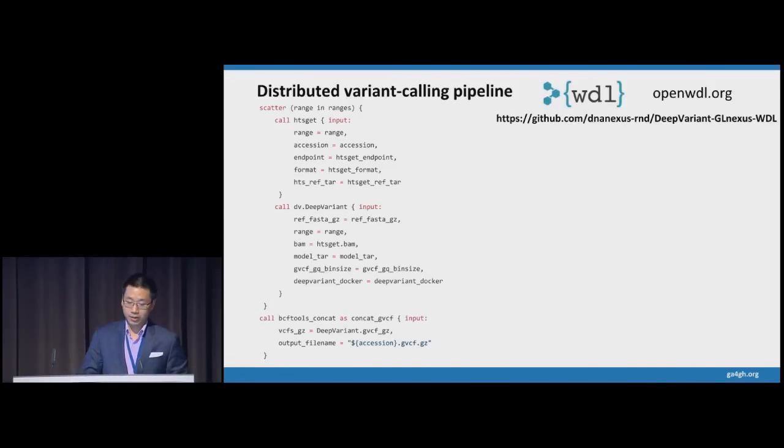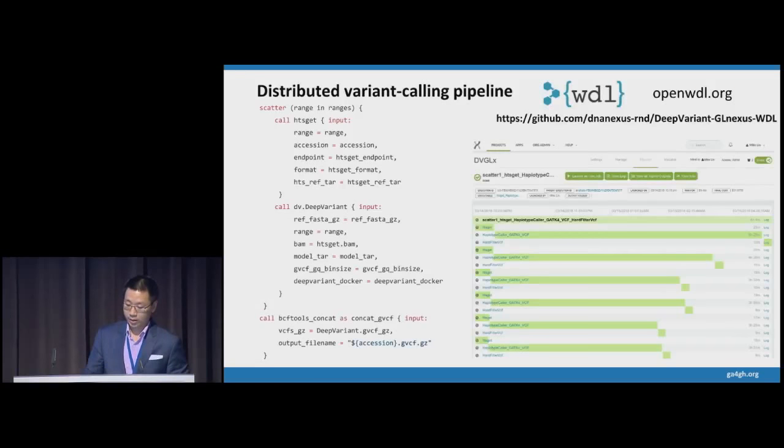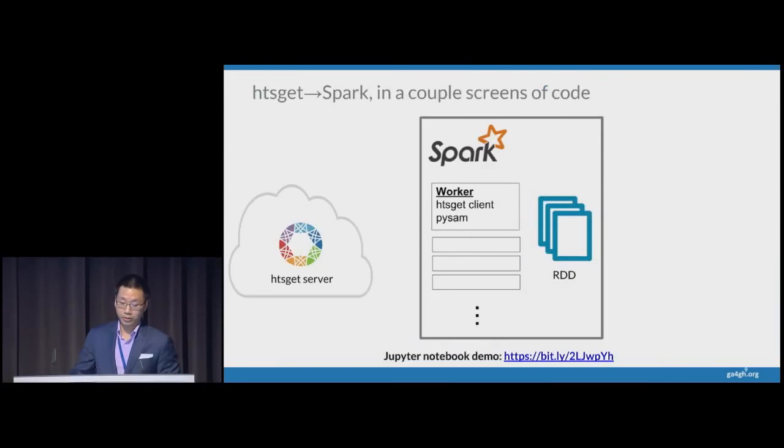This is just a little slice of a WDL workflow that shows what that looks like. It's just scattering across chromosomes or ranges, calling an HTSget client in SAMtools, and then perhaps calling a variant calling tool. That's a Gantt chart of an execution of such a workflow: first, using HTSget to retrieve a little slice and then processing it with a variant caller.